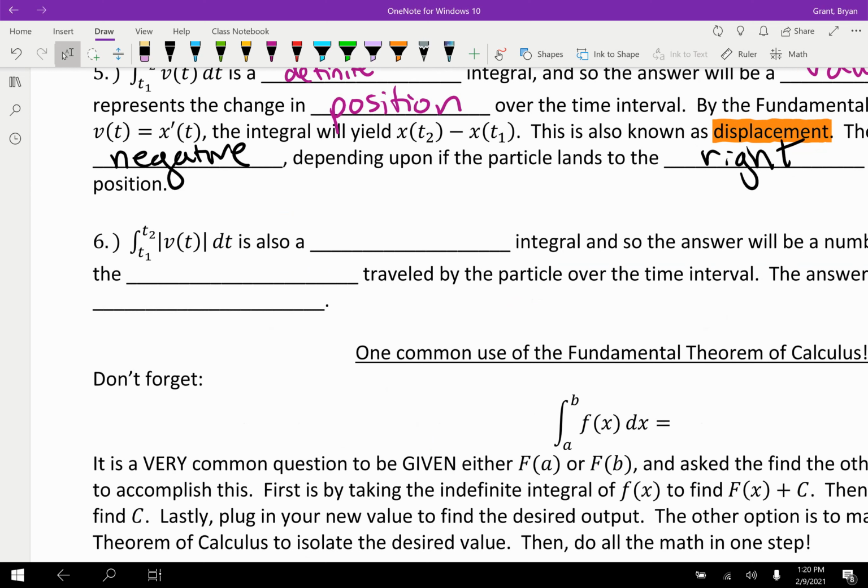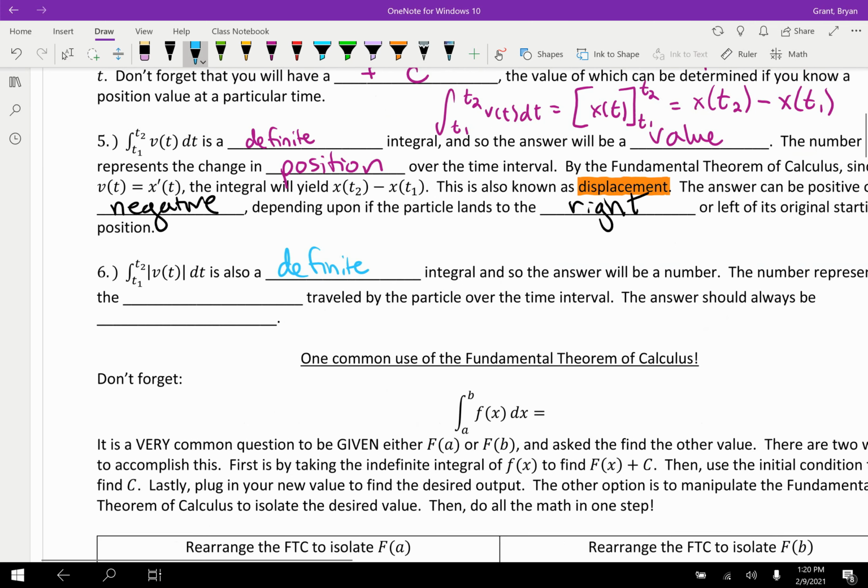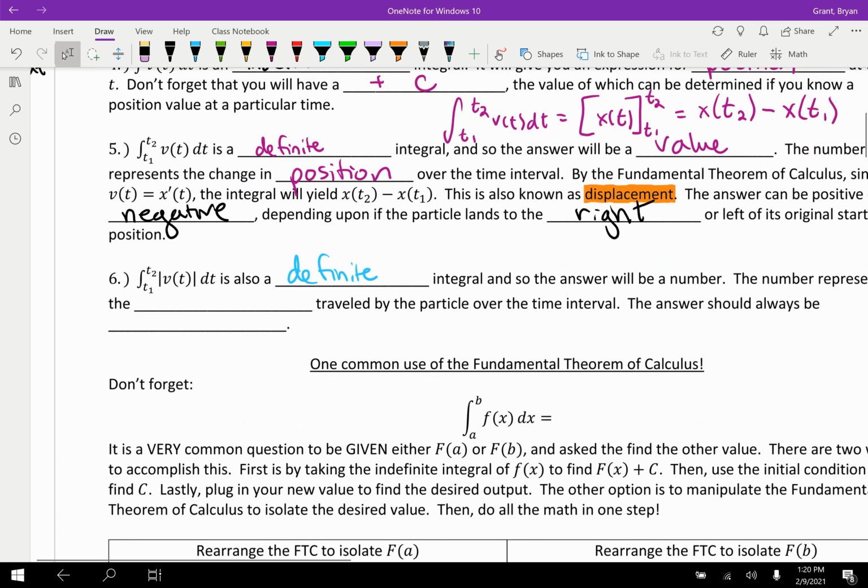And so when we find the definite integral of the absolute value of velocity, it is still a definite integral, as said. Okay? The answer will be a number. But this number is going to represent the total distance traveled by the particle. And so the answer should always be what? Oh yeah, the answer should always be positive.